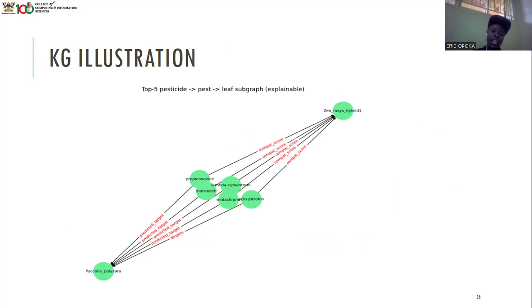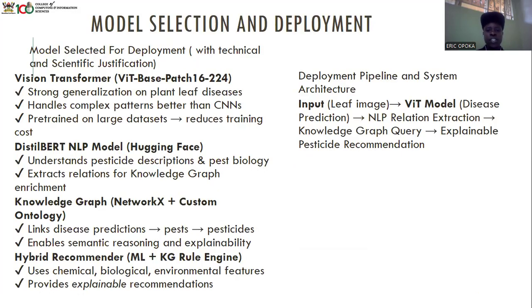So we have what we call a particular pest, which is Puccinia pilosora. It attacks the maize of that hybrid there. So in this case, this particular pesticide has these 5 main treatments for this particular pest, of which we shall use the weighted score to get the best for this particular hybrid of leaf.